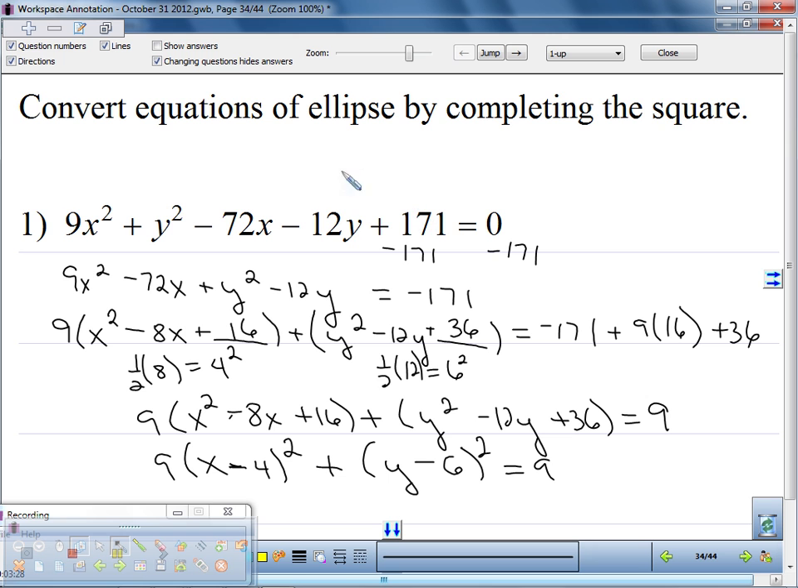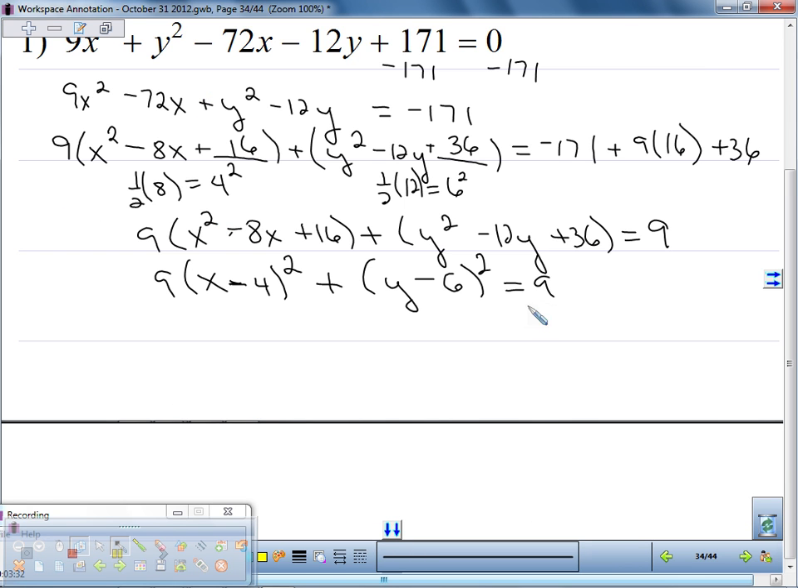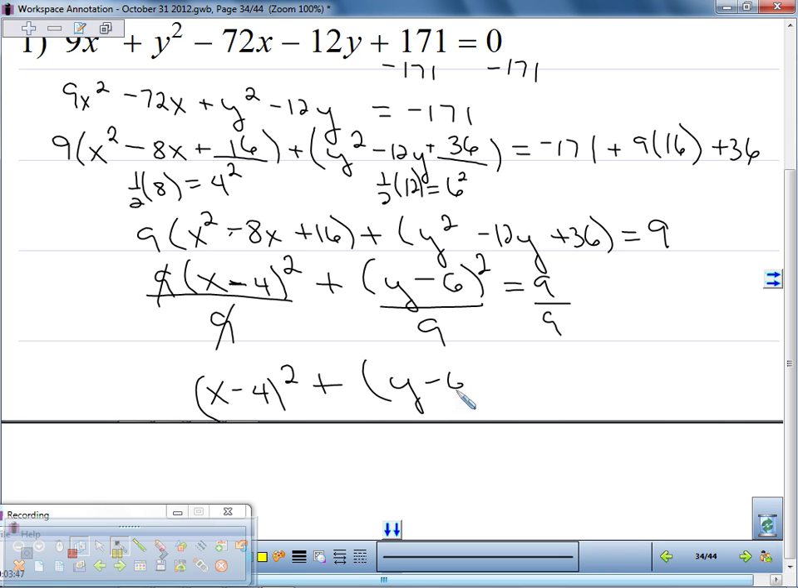Now if it was a circle, we could be done, but it's an ellipse. So we need this to be 1, so we're going to divide everything by 9. When we divide everything by 9, that ends up being 1, so we end up with x minus 4 squared plus y minus 6 squared over 9 is all equal to 1. And so that's the equation of our ellipse.